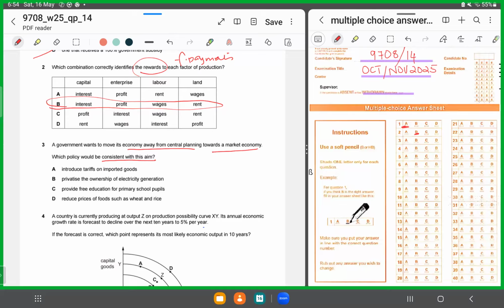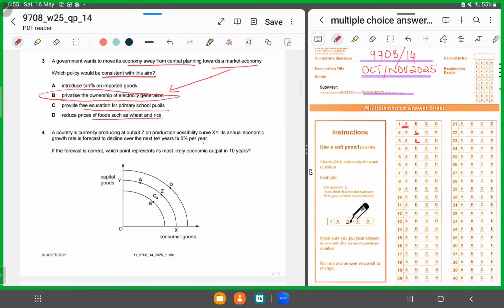So it intervenes only when required. So providing free education for primary school pupils, reducing the prices of goods, just privatizing the ownership of electricity generation is the correct answer, right? Because once it's moving to a market economy, this means what? We want the private sector to dominate. We want a minimum role for government. So something that has to be there all the time is a dominance of the private sector. So for MCQ number 3, we'll shade in B as the correct answer.